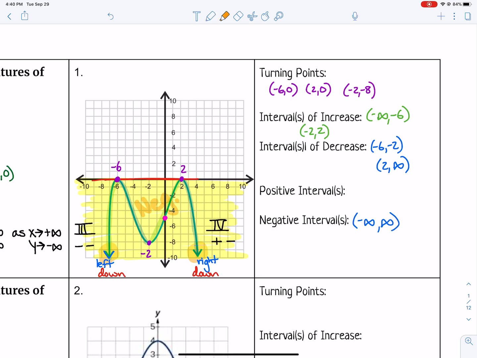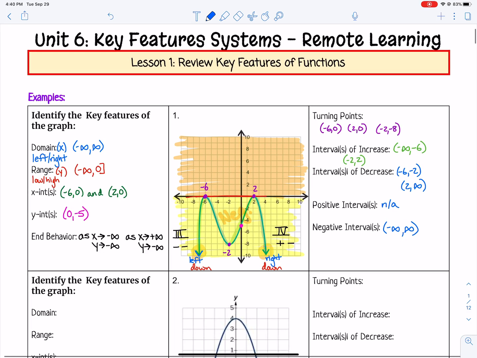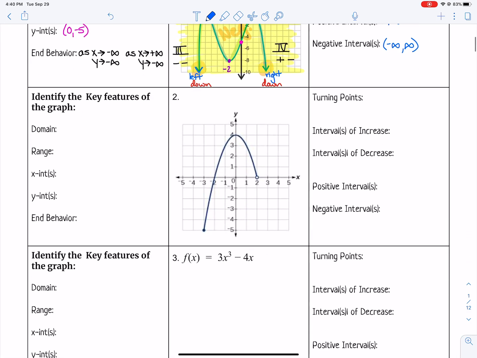And then no values of this function fell in this positive interval, which is above the x-axis. It's where y is positive is what that's referring to. So let's just put in A for that part. Okay, so that's it for number 1. Let's look at number 2.